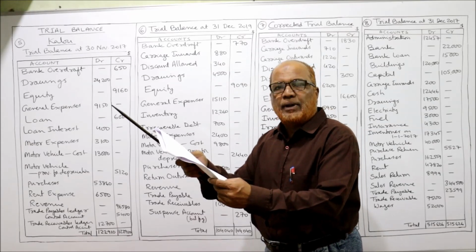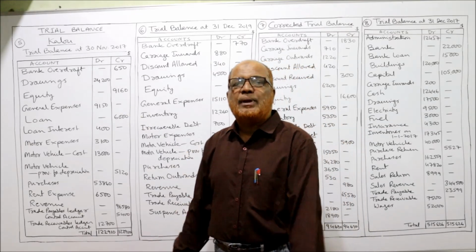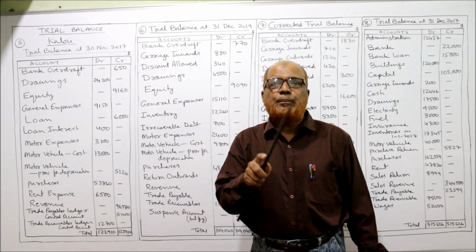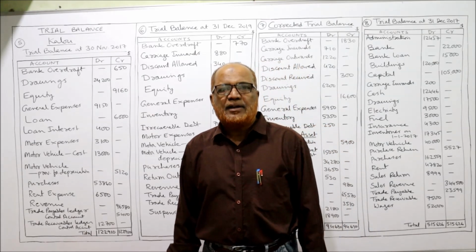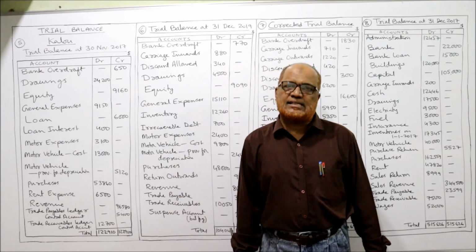Next, trade payable ledger control account, trade receivable ledger control account. Trade payable is a liability, trade receivable is an asset.